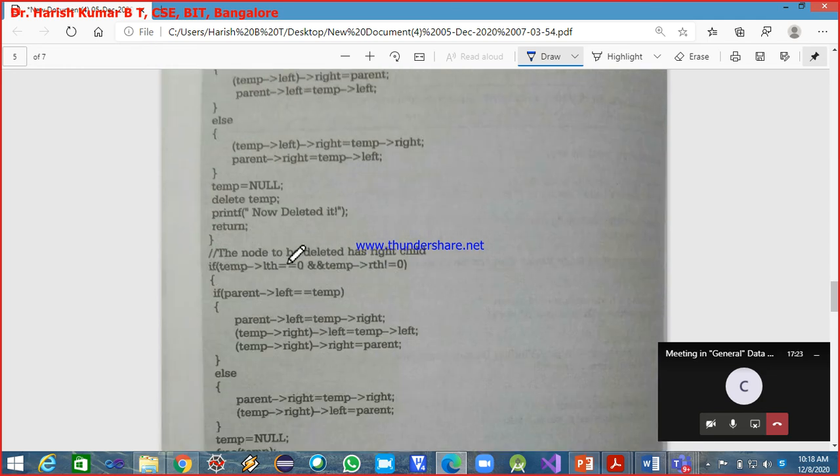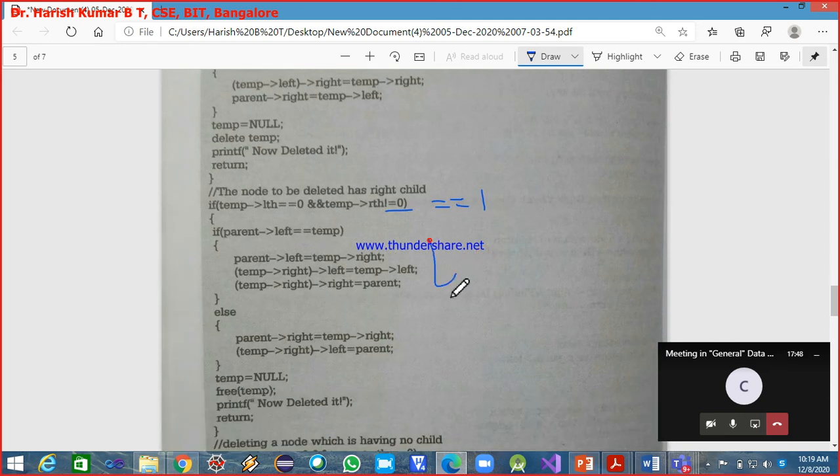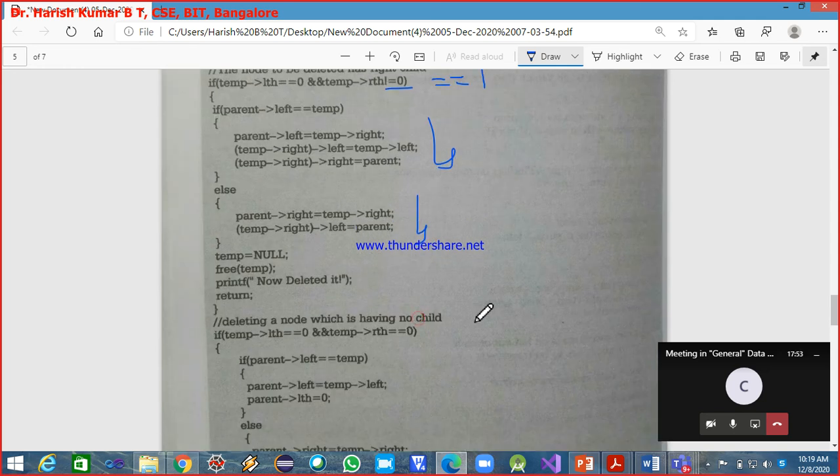And if the node to be deleted has the right child, again temp arrow LTH is equal to 0 and temp arrow RTH is not equal to 0, or nothing but equal to 1. So either you can write it as not equal to 0, or you can write it as equal to 1. Appropriately we set the pointers here and here.